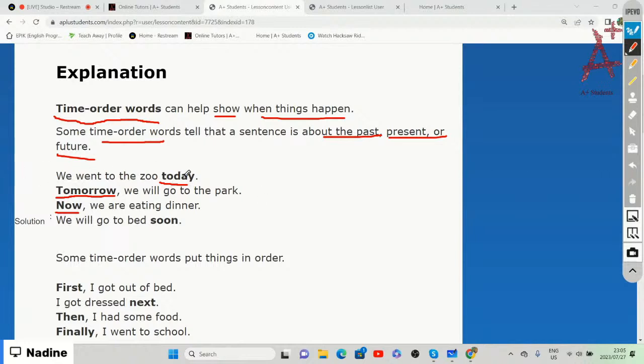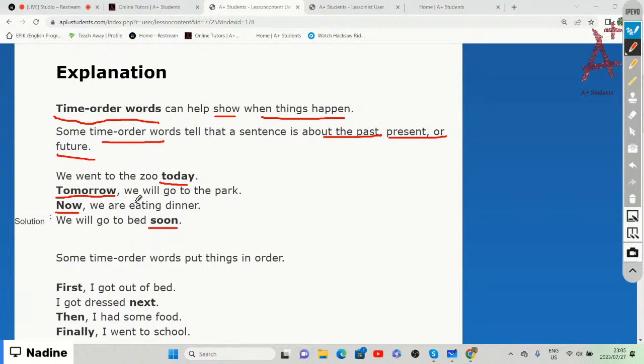So words like today, tomorrow, now, even this one that says we will go to bed soon. So today, tomorrow, now, or soon. These are all time order words, right? They show us when things happen. So here it tells us today. We went to the zoo today. So when did it happen? Today. Tomorrow we will go to the park, right? It shows when things happen. Tomorrow it's going to happen, because tomorrow we're going to the park.